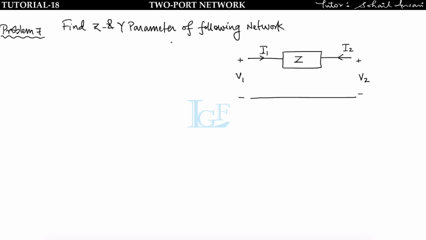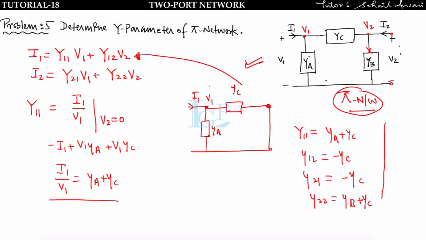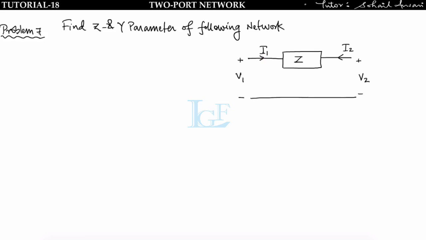Now you have to find the Z parameter of this network. I have already explained to you the Y parameter of the pi network, in which this is YA, this is YB, this is YC. So Y11 is equal to YA plus YC, Y12 is equal to minus YC, Y21 is equal to minus YC and Y22 is equal to YB plus YC. So we can represent this question in terms of the pi network like this.